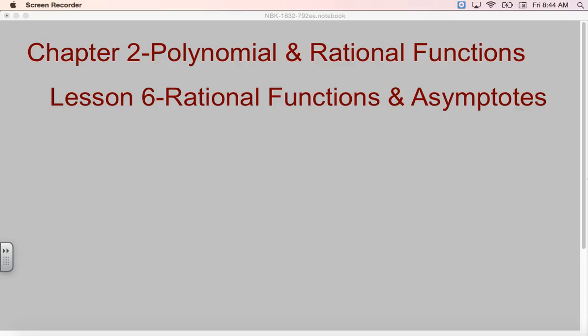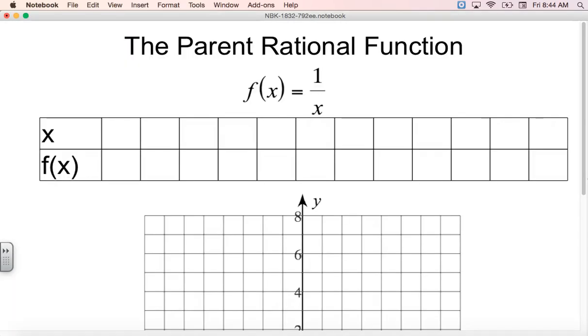All right, so today's lesson is going to be on rational functions and asymptotes. This might be a new type of function for you guys that you haven't learned about yet. It might be something you're familiar with. Asymptotes is probably a pretty new word for you also.